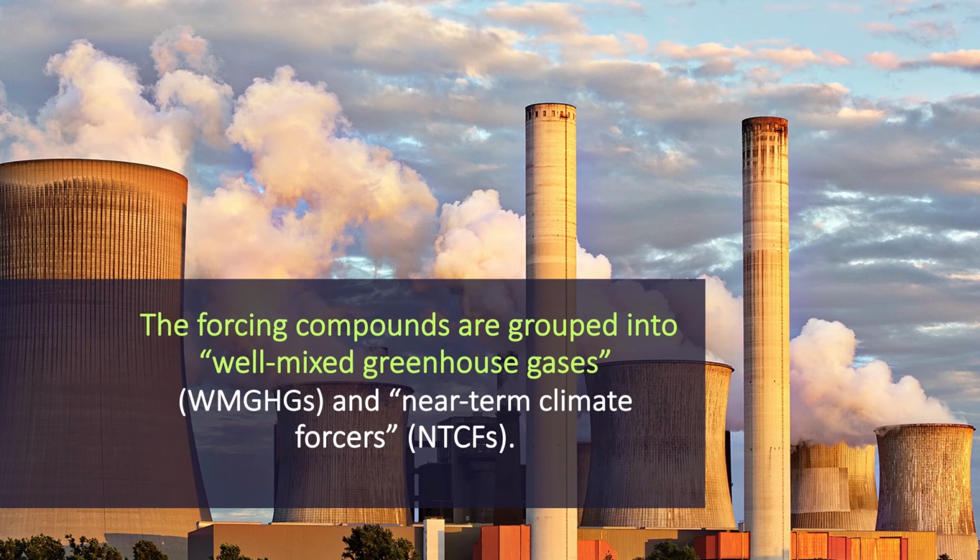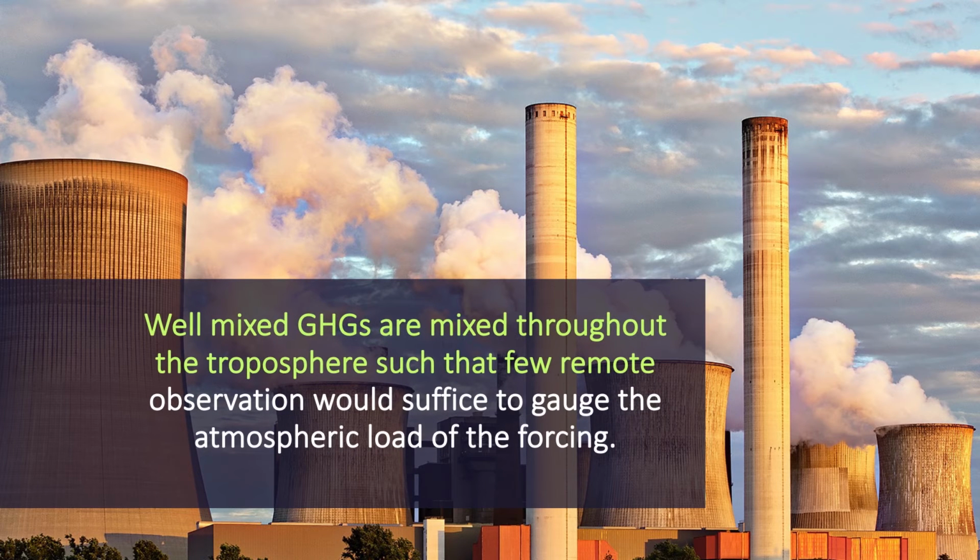Primarily, the forcing compounds are grouped into well-mixed greenhouse gases and near-term climate forcers. Well-mixed greenhouse gases are mixed throughout the troposphere, such that a few remote observations would suffice to gauge the atmospheric load of the forcing. It's very properly mixed, and that's the reason why sampling a few pockets will be sufficient. Consequently, the global forcing per unit emission and emission metrics for these well-mixed greenhouse gases do not depend on the spatial or geographical location of the emission.